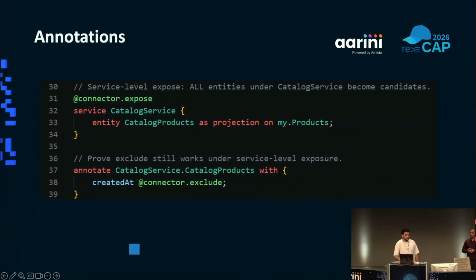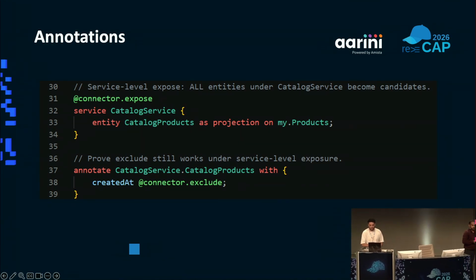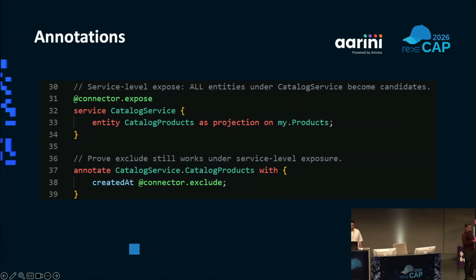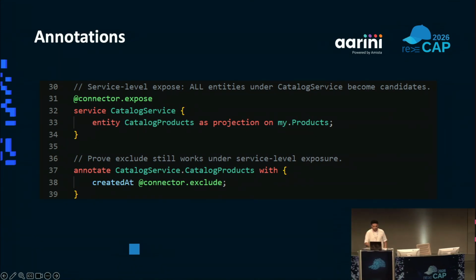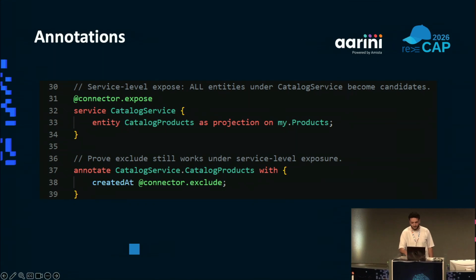The first part is annotations. With annotations, we can control which services and entities become candidates for the integration. For example, by using connector.expose, entities under the service can be made available to the connector. At the same time, we can also exclude specific fields with connector.exclude.